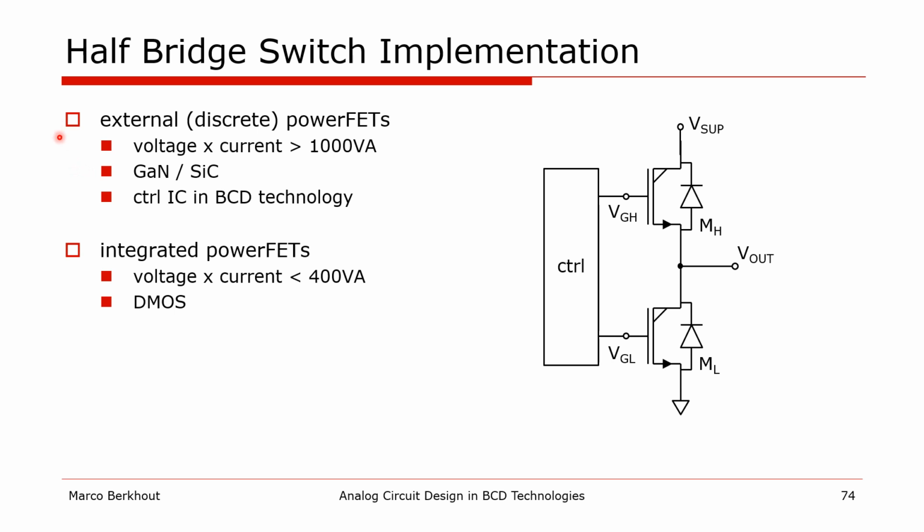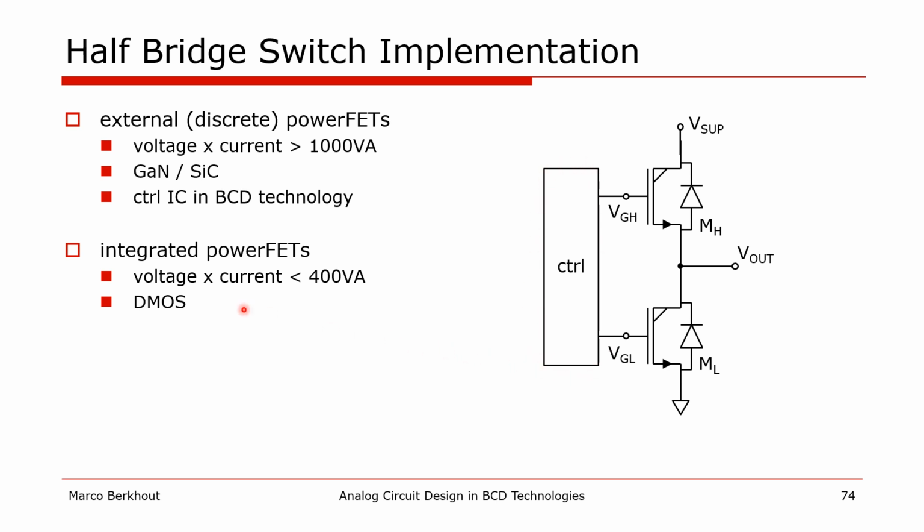In applications where the product of operating voltage and output current exceeds 1000 volt amps, it's probably better to use discrete power FETs. With discretes, it's possible to realize on resistances in the tens of milliohms range, and that would become excessively large in BCD. And you can use semiconductor materials such as gallium nitride or silicon carbide that have better specific on resistance and gate charge, but cannot be integrated on chip. However, even with discrete power transistors, the control IC will still be realized with BCD.